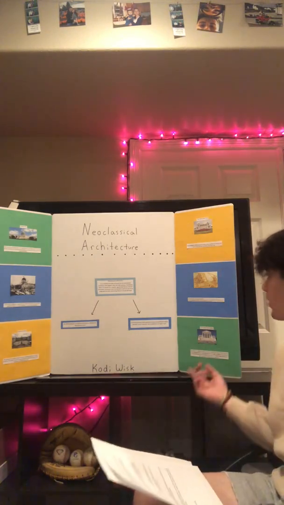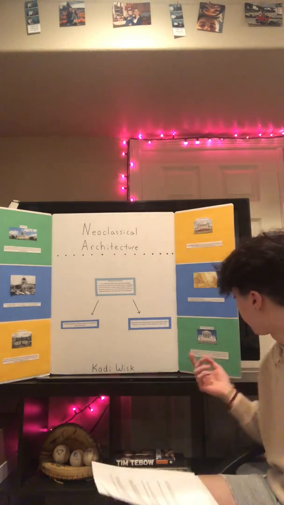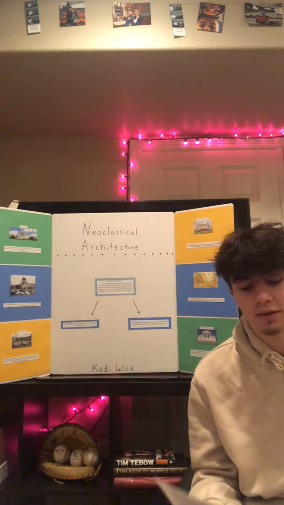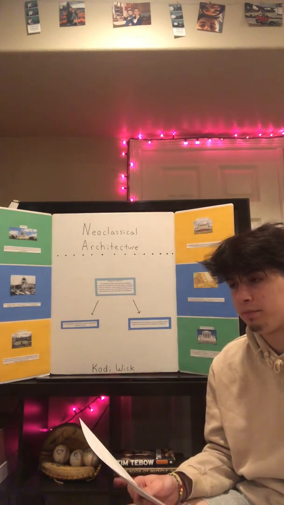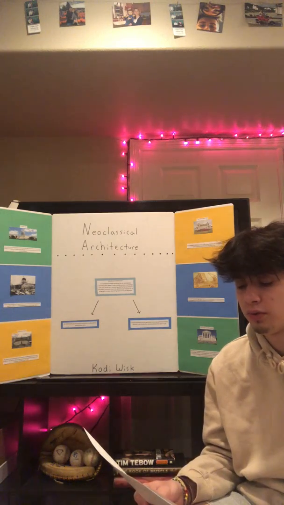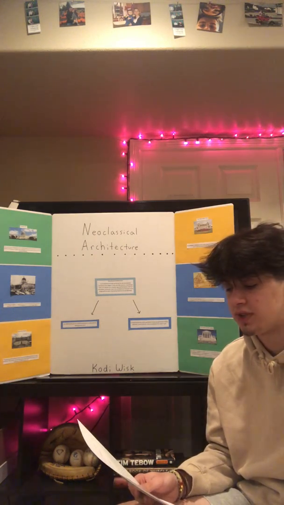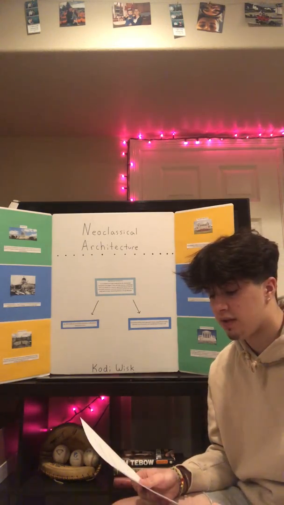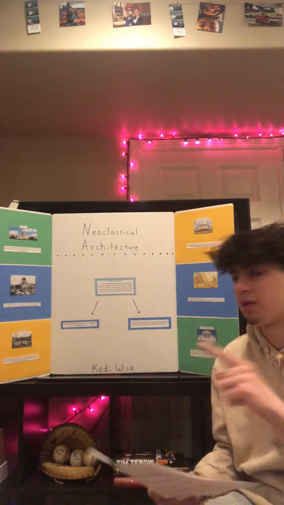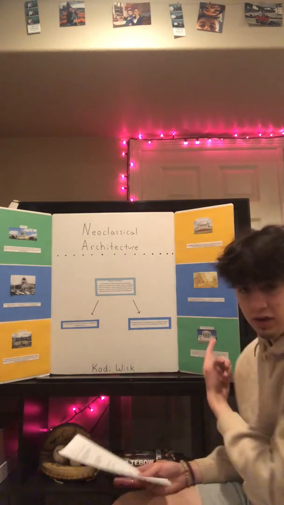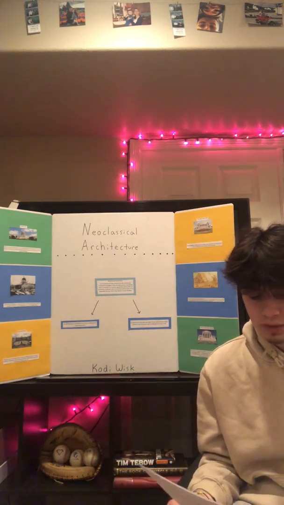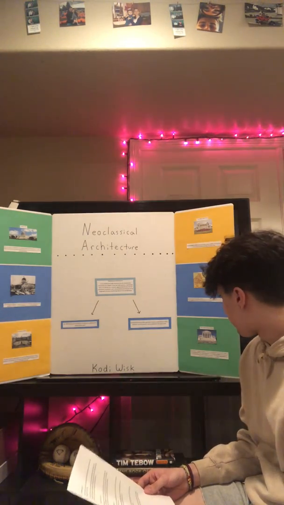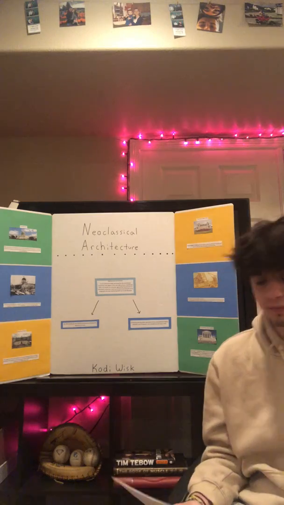The next neoclassical architecture I have is right here. It's called the Virginia State Capitol. One aspect of the neoclassical architecture that is shown through this building is the tall columns that rise to the full height of the building. The building has a triangular pediment which is displayed at the very top of the roof, and it is a perfect example of neoclassical architecture.